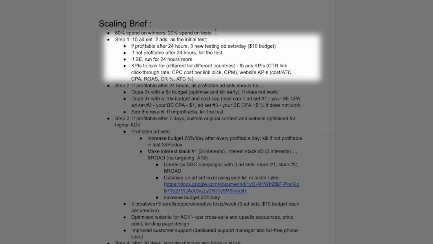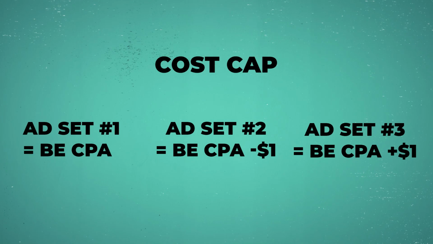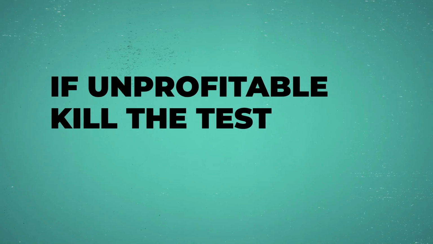Step number 2 is if profitable after 24 hours, all profitable ad sets should be duplicated 3 times with 5x the budget. You would also optimize and kill early if it doesn't work. You would also duplicate 3 times with 10x budget and cost cap. And cost cap equals: ad set number 1 will be your break-even CPA. Ad set number 2 will be your break-even CPA minus $1. And ad set number 3 will be your break-even CPA plus $1. If unprofitable, you kill the test.